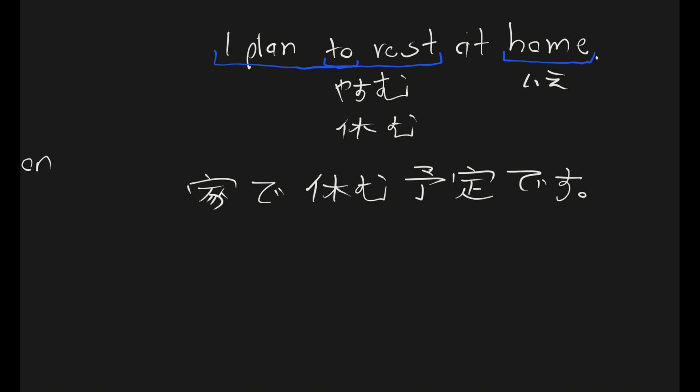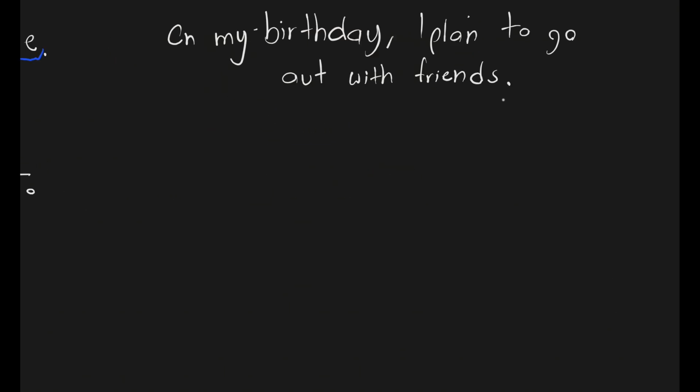So let's do another example. I'm going to line out the vocab again. If you know the vocab, pause and you can translate. But we will go over the vocab. So you see my birthday. I plan. So we know that's the ending that we have with yotei. And then we have to go out, which we haven't seen yet. And then with, which will need a particle, and friends.